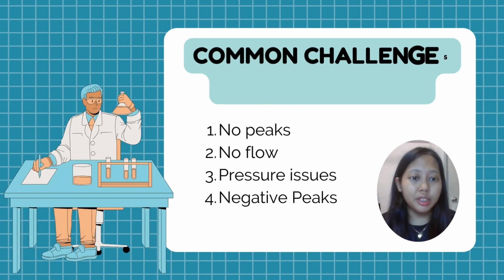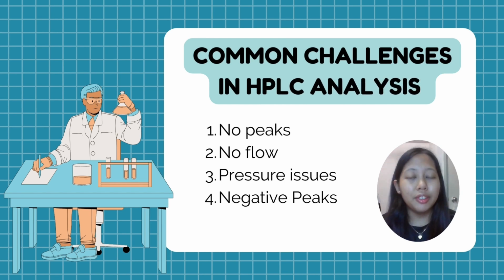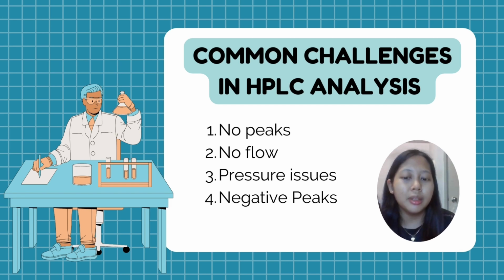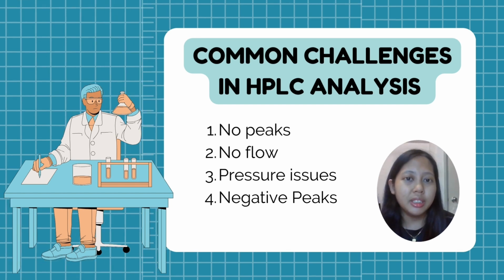Some common challenges in HPLC analysis. First is no peaks. No peaks or very small peaks show up on the HPLC output. Second is no flow. Getting no peaks on the output means that there is no flow in the HPLC column. Third is pressure issue, which is air trapped in the system. Lastly is negative peaks. If negative peaks start showing up, it is possible that the recorder leads are reversed.